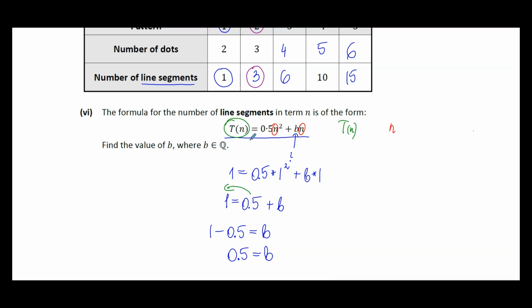The difficult part, again, when it comes to sequence and series, is to understand what the letters mean in the context of the particular question. That's the difficult part here.